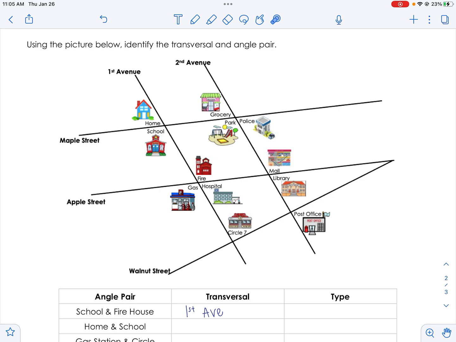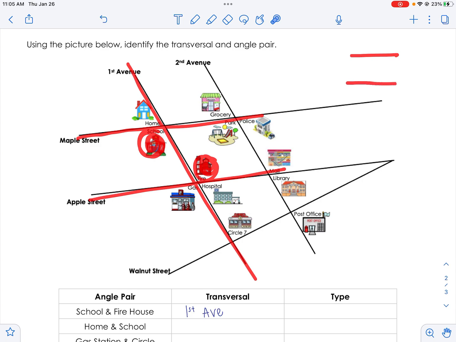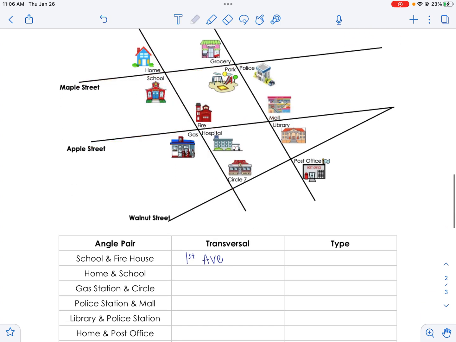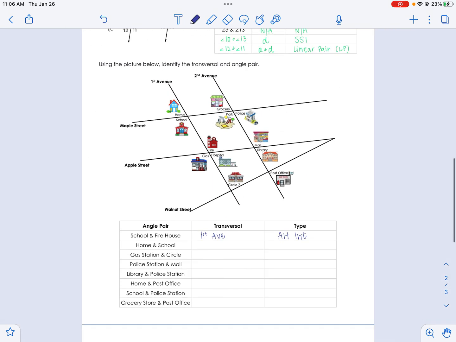And now I have to ask myself, though, if that's my transversal, there's the school, there's the firehouse, one's on Maple Street and one's on Apple Street. There's a lot happening in the picture, but if I take all of that away, essentially what I have is an angle here and an angle here. So they're both on the inside on opposite sides. That would be alternate interior. And hopefully you're starting to pick this up, because next week we're going to be solving with this.